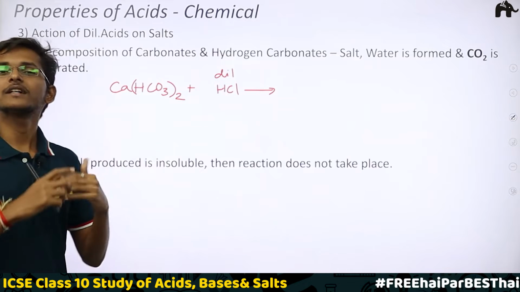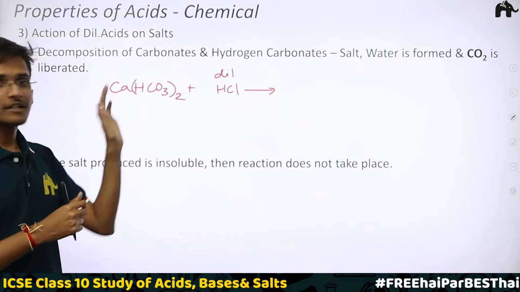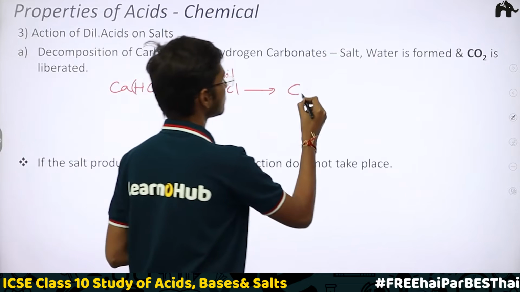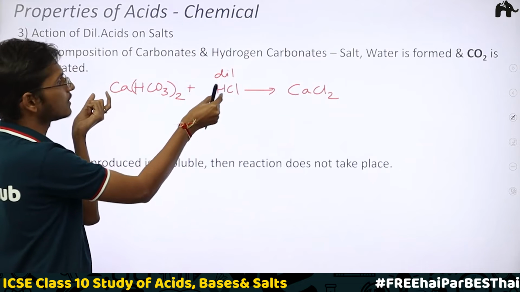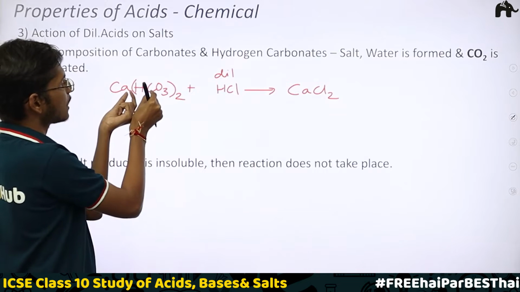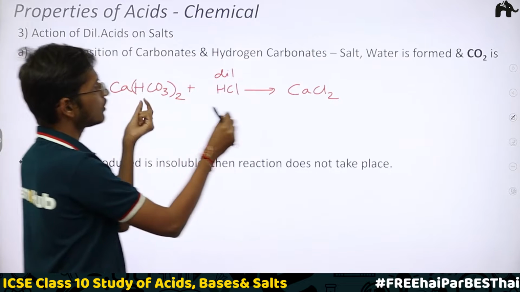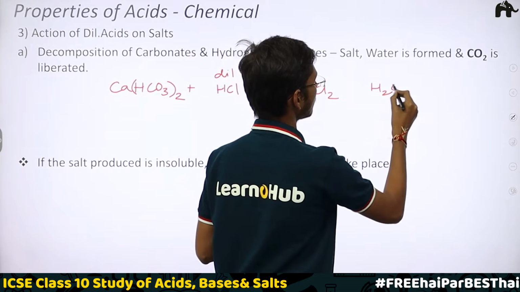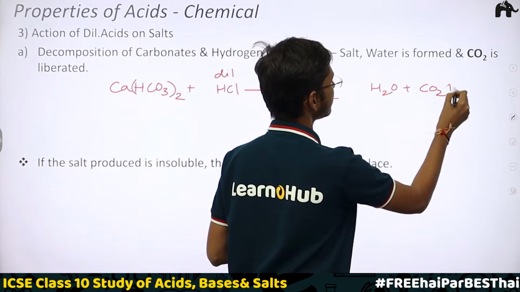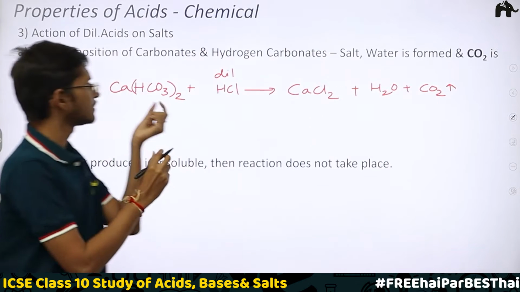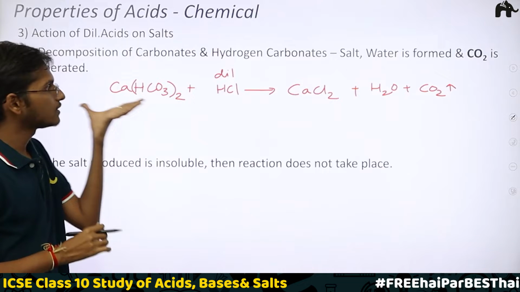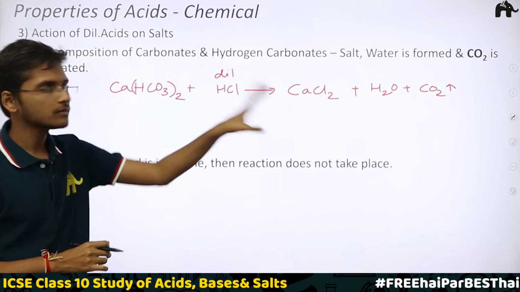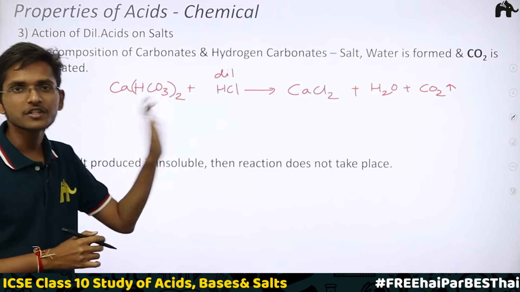I'm telling you right now that this reaction would take place. And why would it take place? Because the salt forming is calcium chloride. See here, the hydrogens, carbon and oxygen are involved in the formation of water and carbon dioxide gas. The rest of the things which are left are calcium and chlorine. These two are remaining. So calcium chloride would be formed and it is soluble in water. Therefore, this reaction would take place.